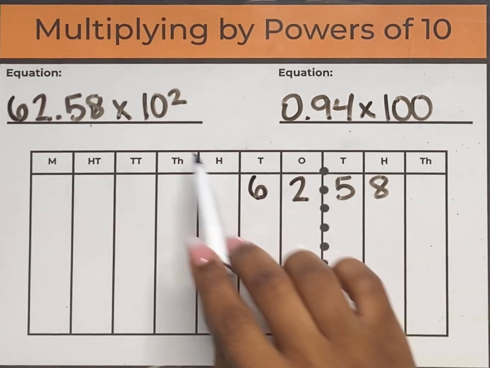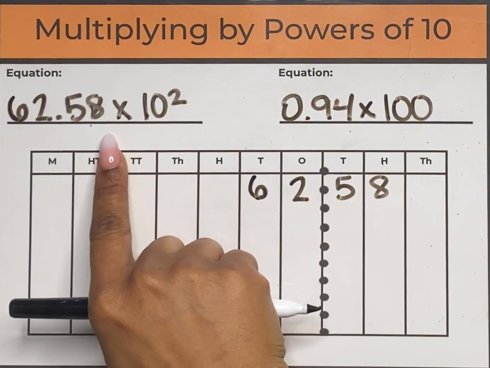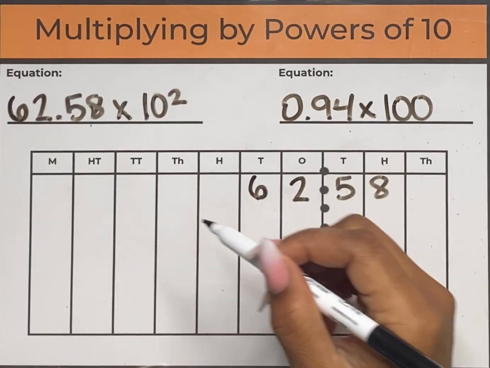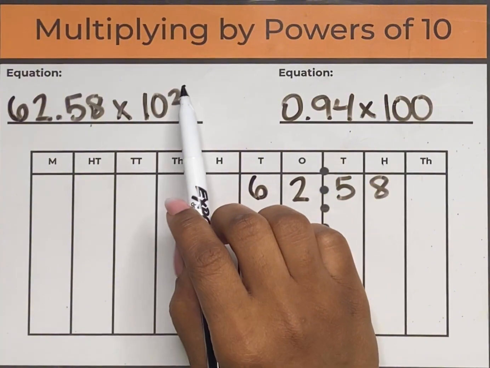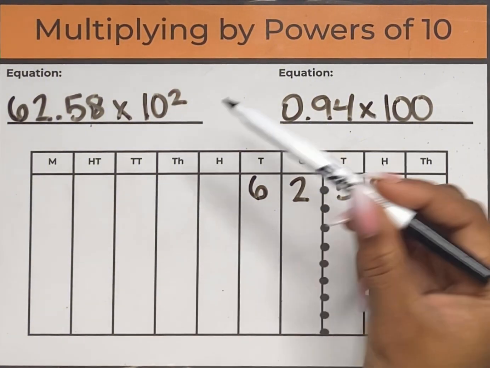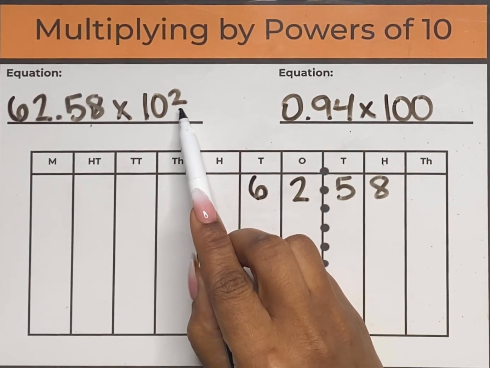You're literally just matching. Now that you have your number in your chart, we see that we're multiplying. So we're going to be moving forward or to the left. Now we look at our exponent. So we have 10 to the second power. So that means that we're going to increase, or we're going to multiply by 10 twice. That's what that means. This tells us we're going to move forward twice. We have a 2 in the exponent.